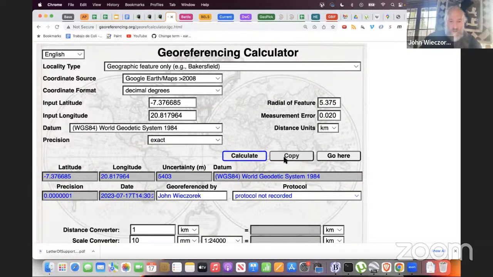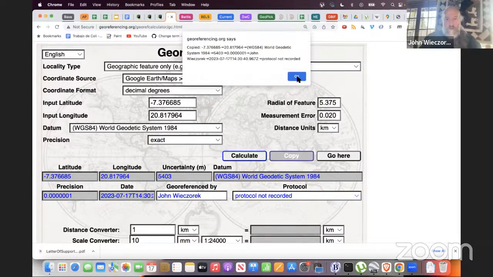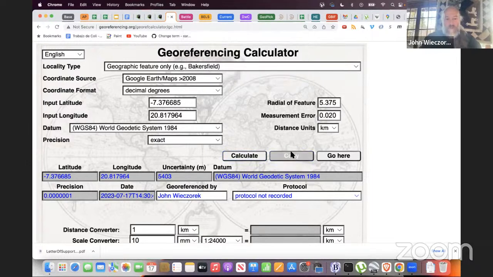Okay, so I'm going to copy this with the copy button, and I'm going to paste those results into the chat. If I can find the chat, here we go. And then we can see what those look like in comparison with all of the others.